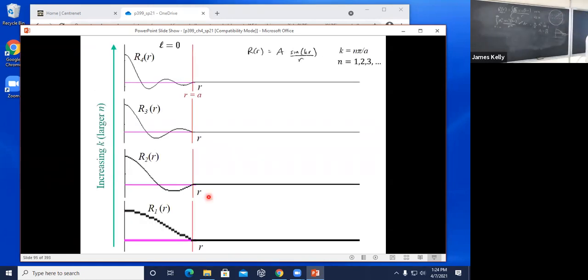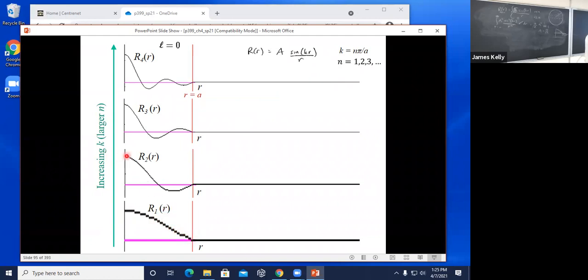Okay, so this again is a picture of the L equals 0 cases, what this function looks like for different n's. Increasing n is going up here. So here's n equals 1. That's a smaller wave number, k.